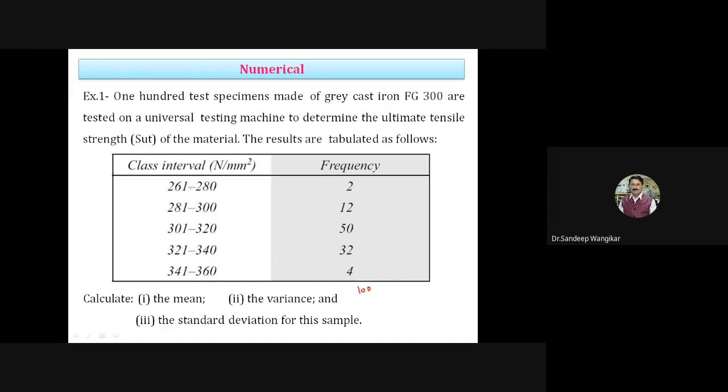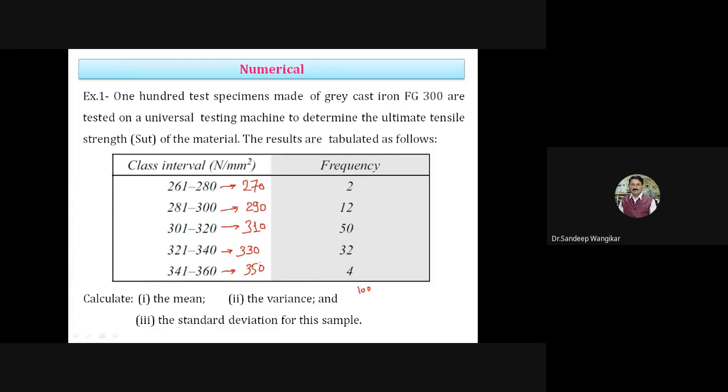So I cannot use this class as an interval. Therefore, I will take the class mark, the average, 270. Here I will take 290 for further calculations, because I have to calculate fi xi. Therefore, I cannot take 301 to 320; I want one value, so I am modifying this. I will take 310, then 330, and then 350. So I have modified these for substituting in the formulas.